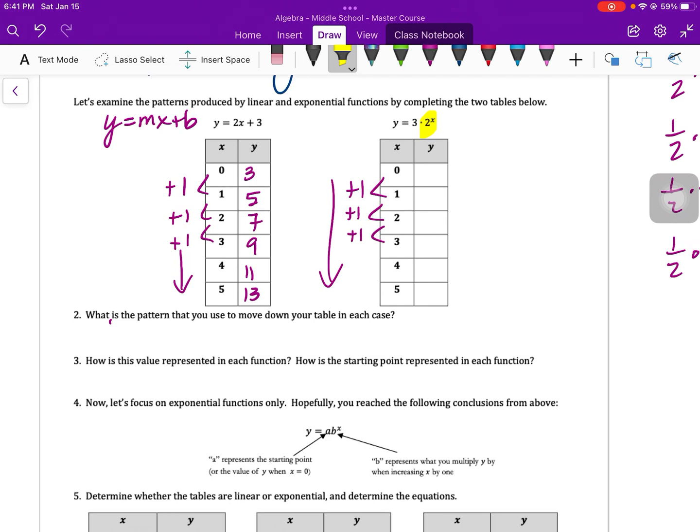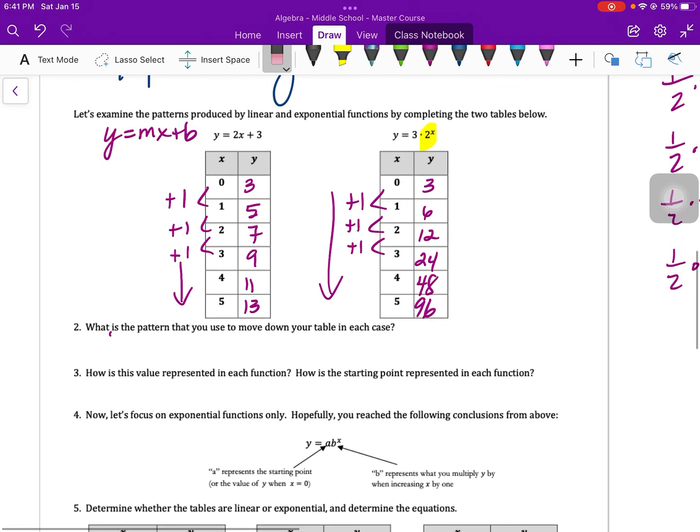So 2 to the 0 power is 1. 1 times 3 is 3. 2 to the first power is 2, times 3 is 6. 2 squared is 4, times 3 is 12. 2 cubed is 8, times 3 is 24. 2 to the fourth is 16, 16 times 3 is 48. Yep, and then 2 to the fifth power is 32. 32 times 3 is 96. I don't know why I had to think through that last one so much.